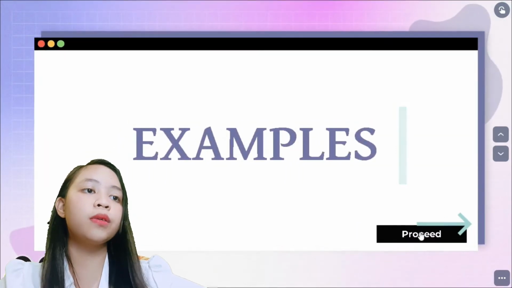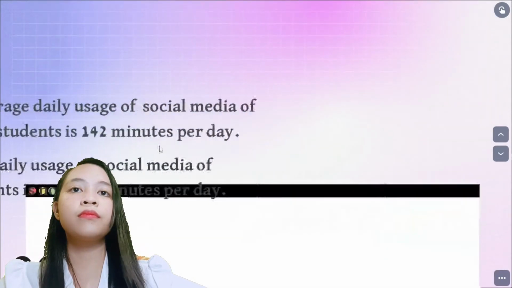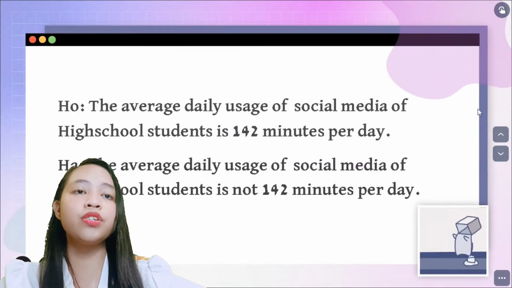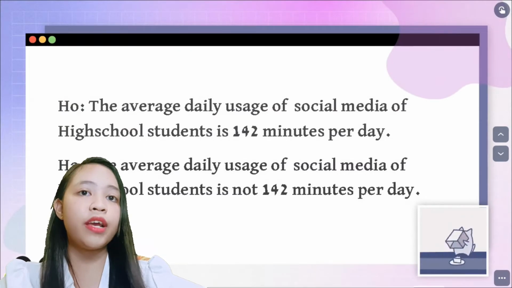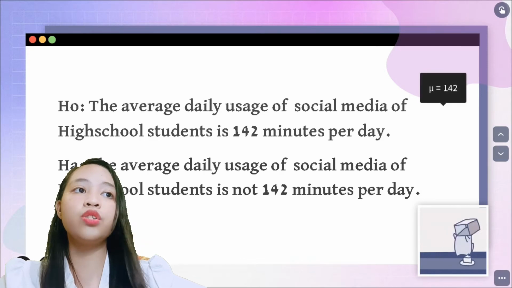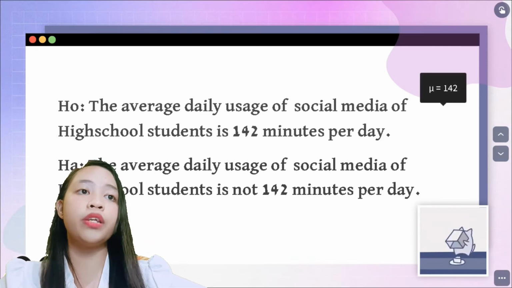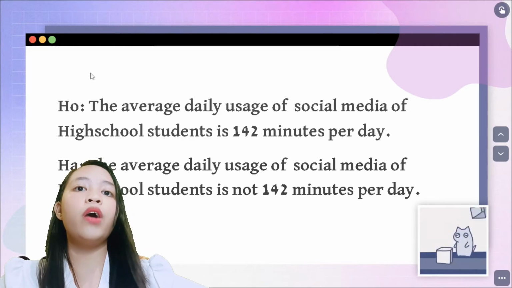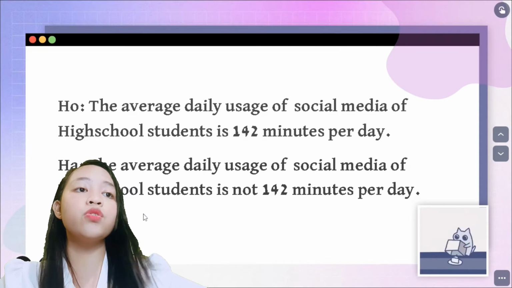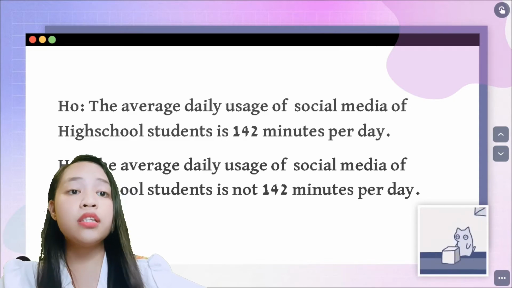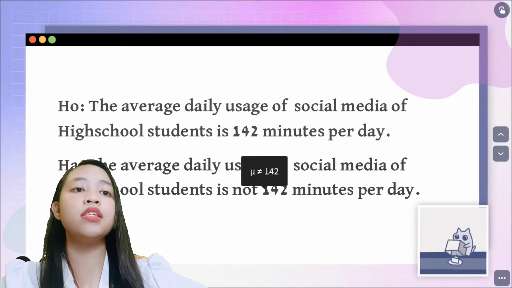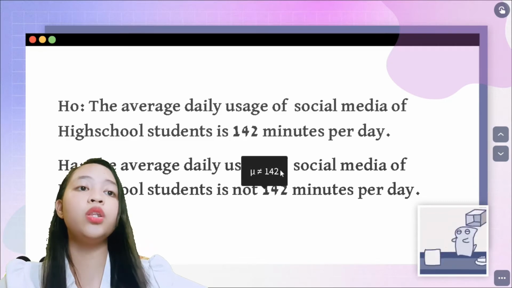Examples. 1. The average daily usage of social media of high school students is 142 minutes per day. So the population mean is equal to 142 minutes per day. While the alternative hypothesis: the average daily usage of social media of high school students is not 142 minutes per day, which means the population mean is not equal to 142 minutes per day.